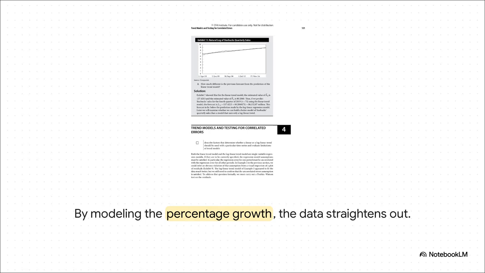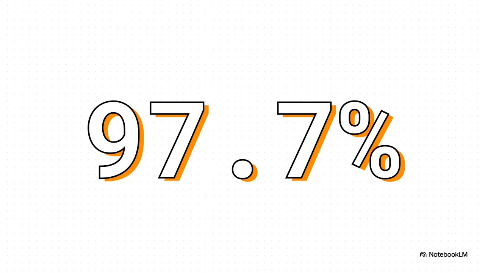This chart shows the natural log of the sales, which is just a mathematical trick to focus on that percentage change. And wow, that curve we saw before, it completely straightens out. This is data that a simple straight line can actually describe. We finally found a model that fits the evidence. And the proof is right here in the numbers.